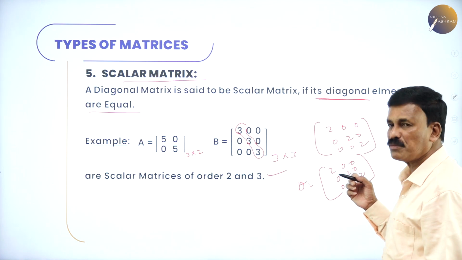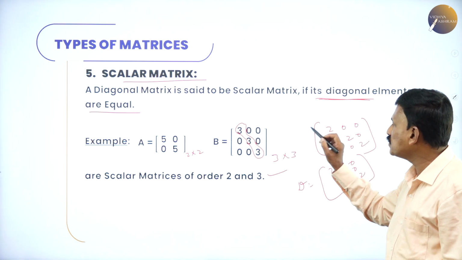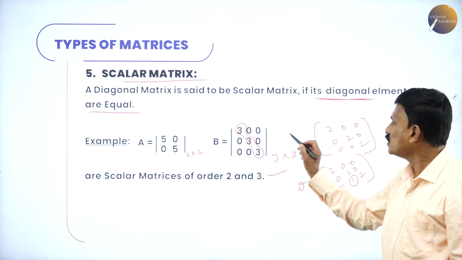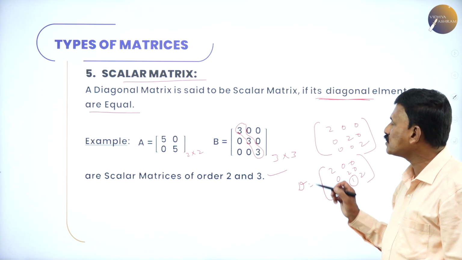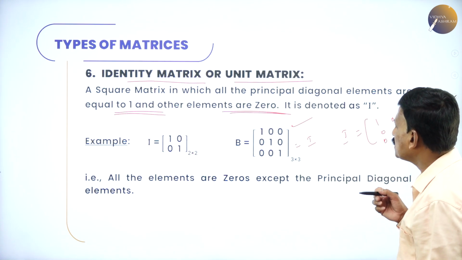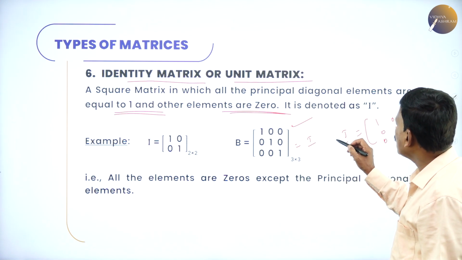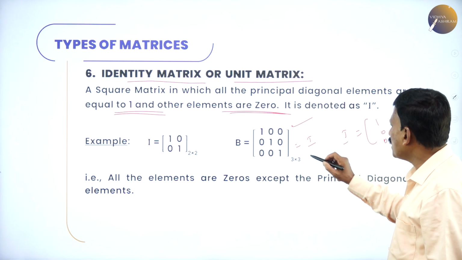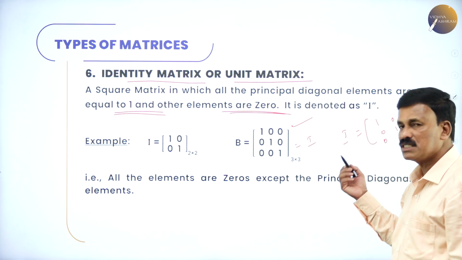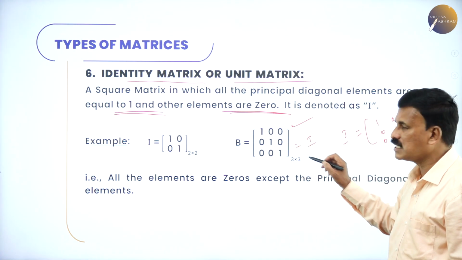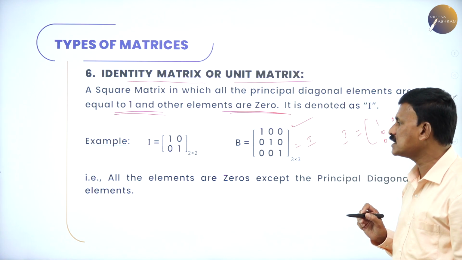Next one is the scalar matrix. It is a diagonal matrix in which all the diagonal elements are same. 3, 0, 0, 0, 3, 0, 0, 0, 3. And the identity matrix, it is a square matrix in which all the diagonal elements are equal to 1, other elements are zeros, or it is a scalar matrix in which all the diagonal elements are equal to 1, and it is denoted as I.